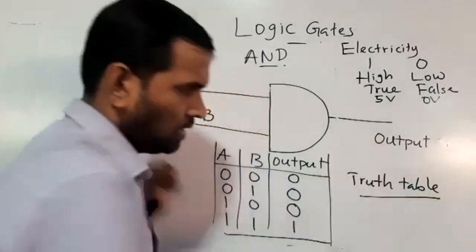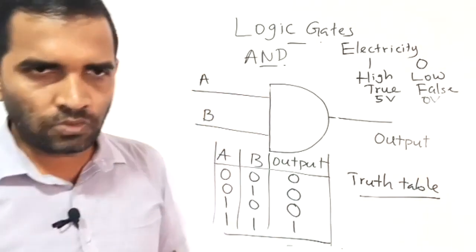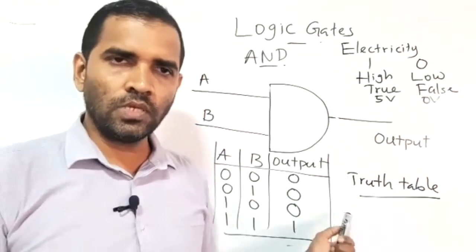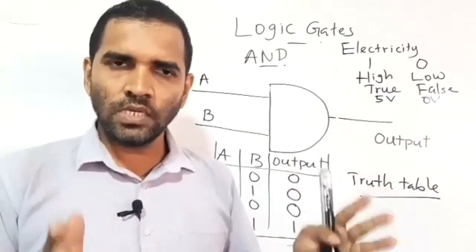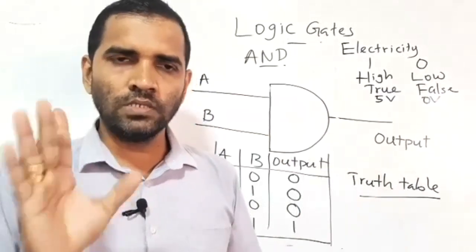Don't forget these names. This table is called truth table. So this is the truth table of AND gate. So truth table is nothing but a table to show the function of a gate.